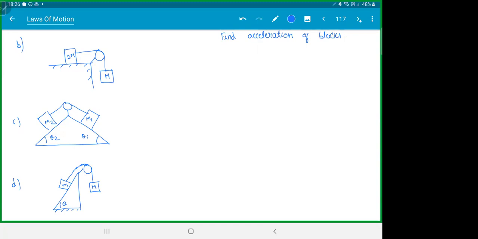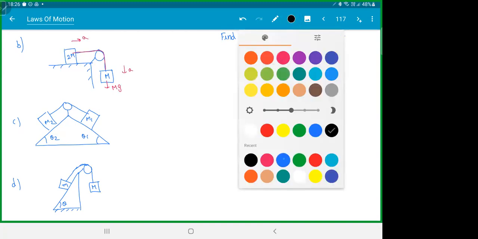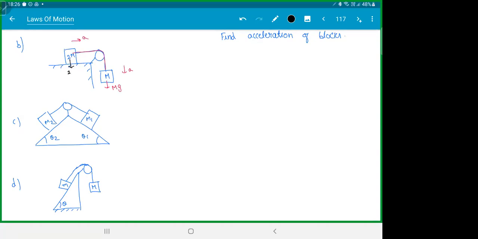See, I'll just show you one more example B. Listen. Step one, what you do? Along the string, you want the forces. So here, the mg is pulling it down. Acceleration will be down. Acceleration will be this way. Agreed? Now, can you see this 2mg, what it is doing? The 2mg weight is this way, which is balanced by normal reaction.